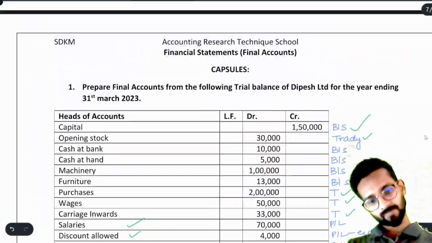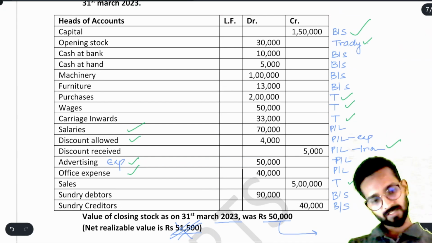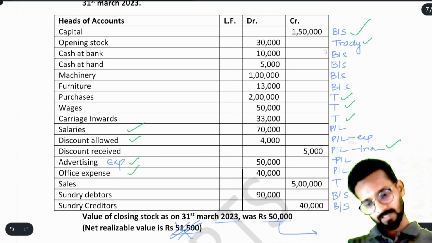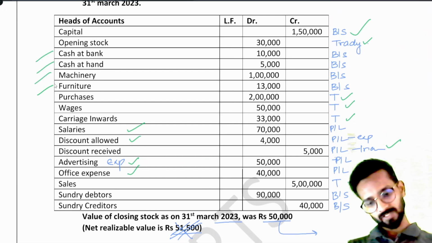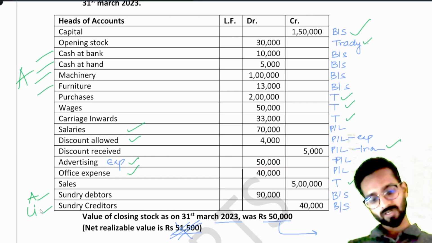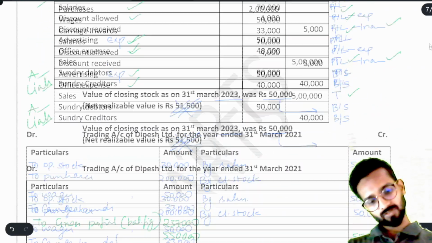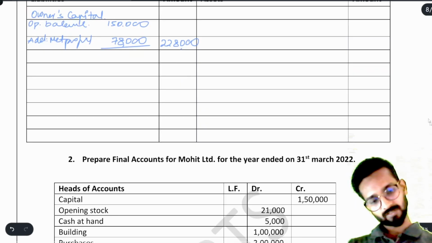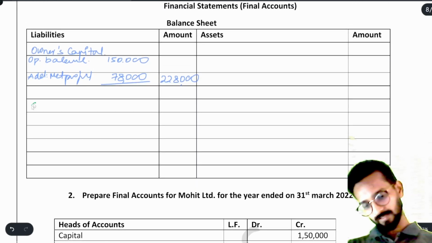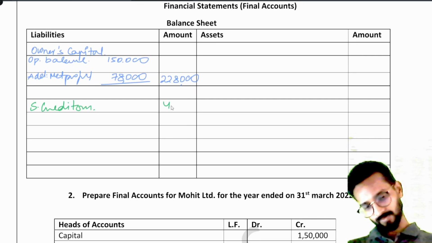Now what are the other items in the balance sheet? Check. We have here cash at bank, cash in hand, furniture, machine, then sundry debtors and sundry creditors. So cash in hand, bank, machine, furniture, these are all assets. Debtor is also an asset. Sundry creditor is your liability. So sundry creditors we will write on the liability side first. Sundry creditors 40,000. So your total will become 2,68,000.